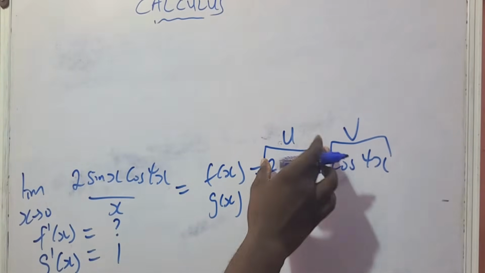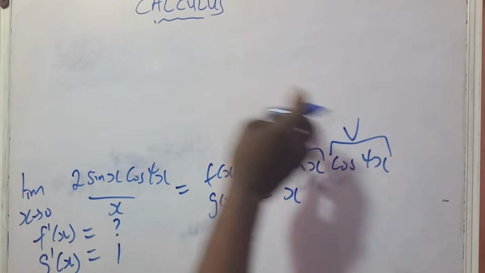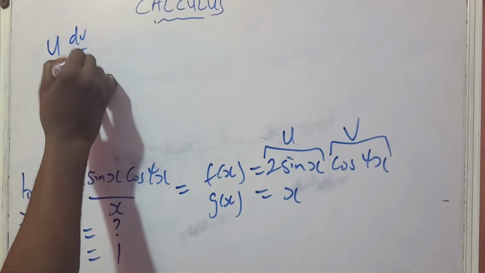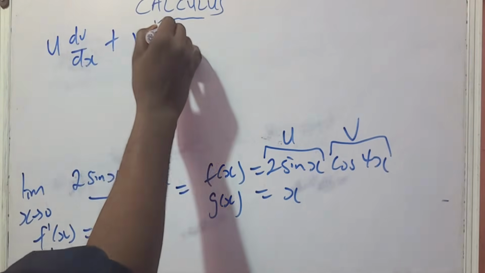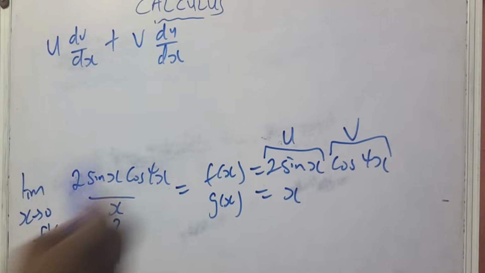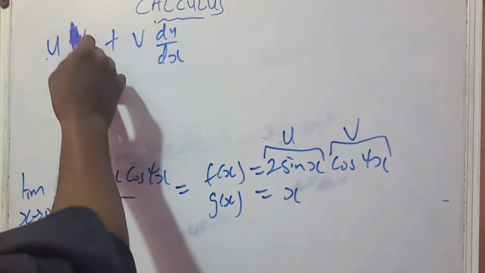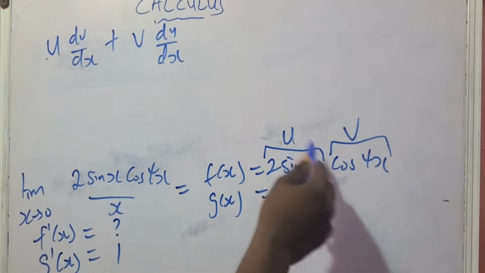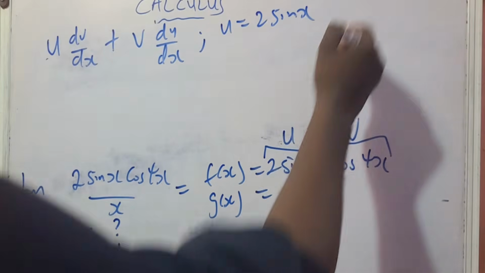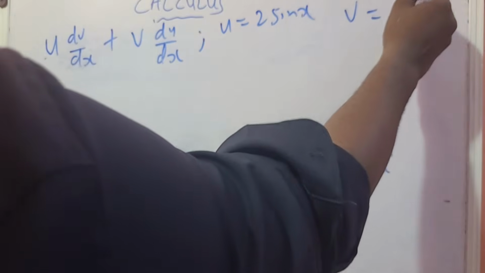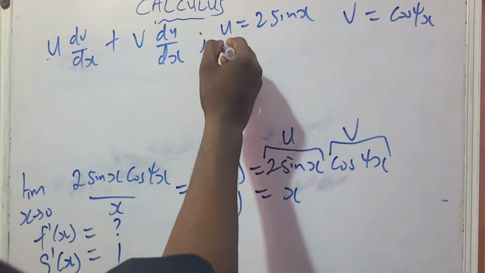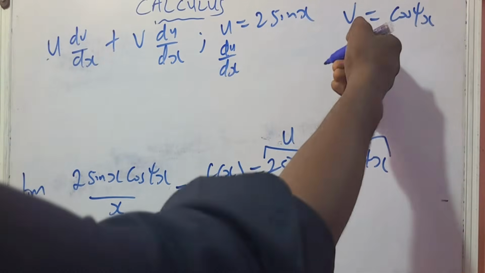Just go on to, first of all, split it the way I've done it. Call one u, call the other one v, and then apply those two things into this expression: u dv over dx plus v du over dx. Very simple, right? So now I know my u, I know my v, but I do not know the dv over dx. So look at it this way now. My u is 2 sine x. My v is cos 4x. But I need to find the du over dx now, and also the dv over dx.